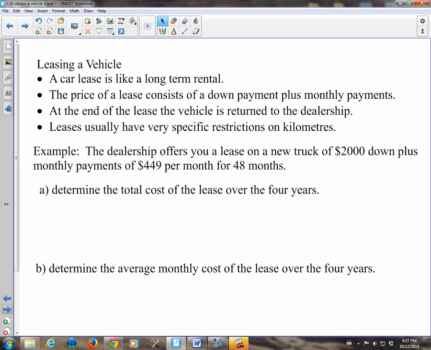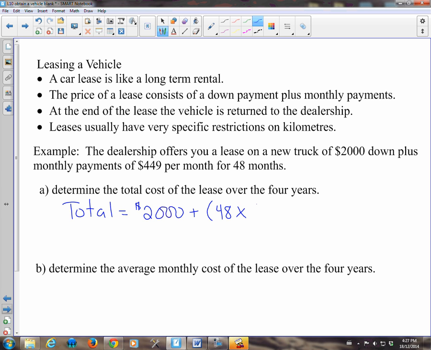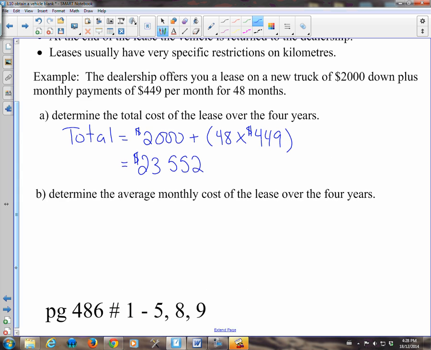So for example, a dealership offers you to lease a new truck for $2,000 down plus monthly payments of $449 per month for 48 months. So the cost of that lease is the $2,000 that you're paying down plus 48 payments that are $449 each. And if we add that all up, we get a cost of $23,552.